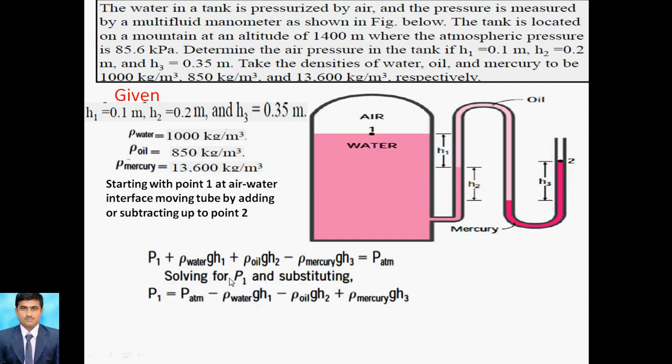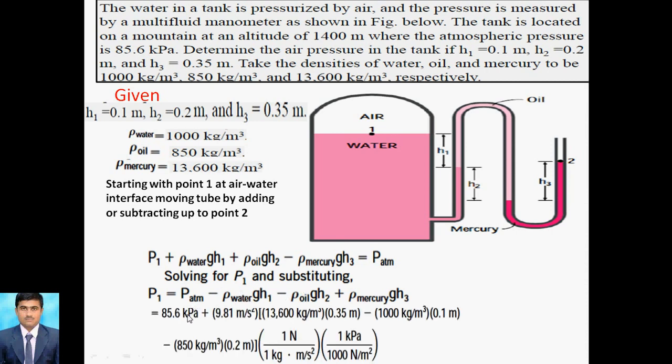Okay, now we solve this for P1 by substituting the values over here, that is 85.6 kPa is the atmospheric pressure, then rho water is 1000 with g 9.81, then 850, then 13,600, and so on, with densities in kg per meter cube.